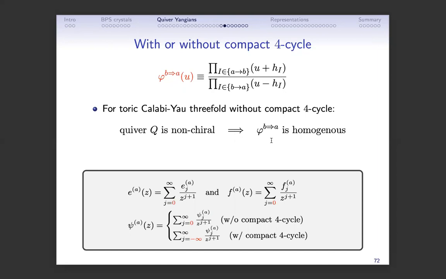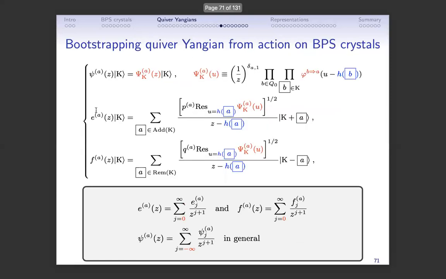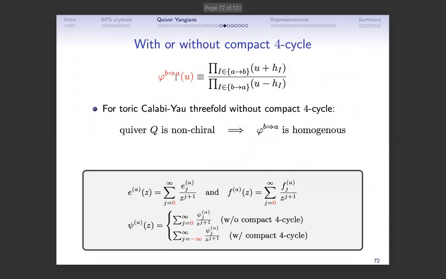So that's also related to whether the quiver is chiral or non-chiral, which she mentioned in passing. I think one surprising thing is that in this construction, the difference between the case with or without 4-cycle is actually not visible. For example, here you don't see the difference. They work in a very unified manner. So the difference only comes in from this binding factor here.